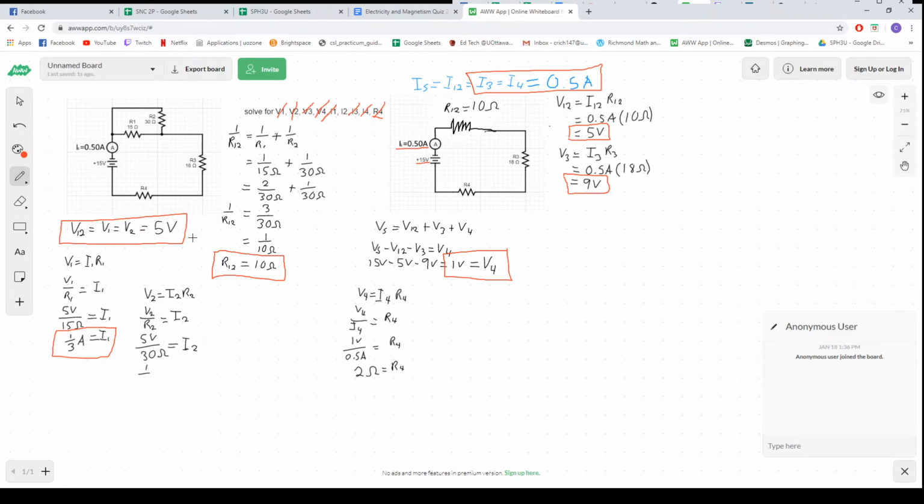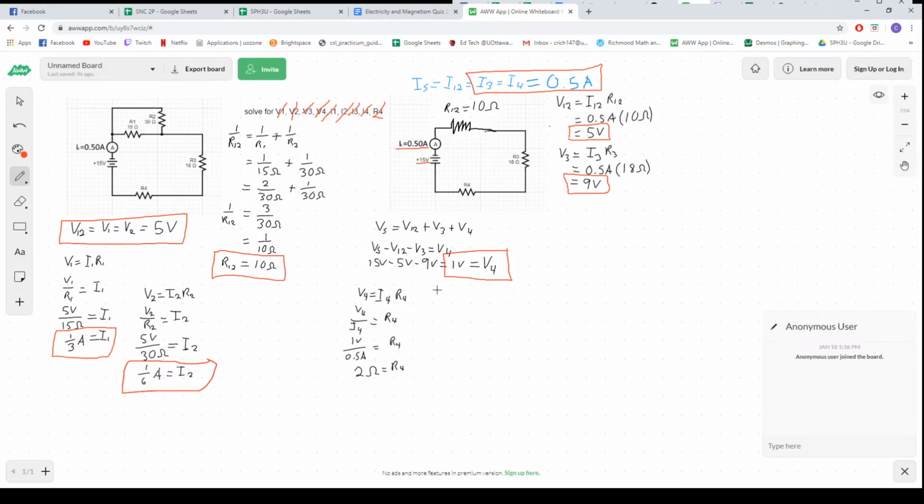1 over 6, and this is a current, which is measured in amps. So that's the last thing that we needed to find. We can cross it off our list, we can put a big box around it. And there we go. That's everything that we need. And everything's been put in nice boxes here. So we could do a couple of checks.